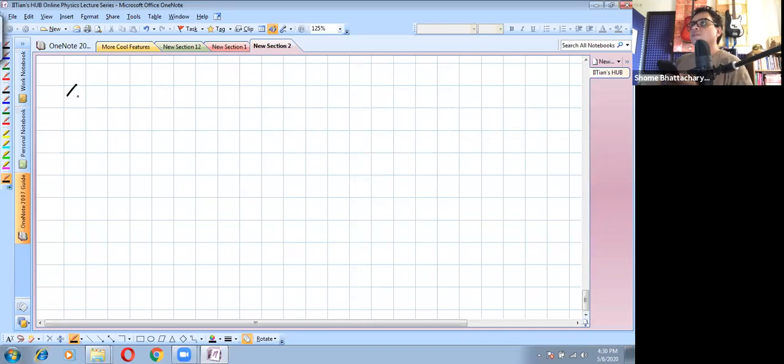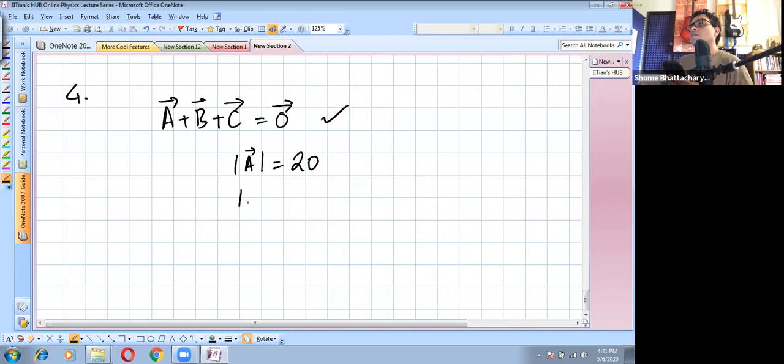Okay, now let's come to the fourth question. Now this is the first one where there is an unusual kind of application. It's not a formula, it is the inequality. A plus B plus C, the sum of these three, is given to us as a null vector. This is given in the question. And magnitudes of A and B are given. Magnitude of the vector A is 20. Magnitude of the vector B is 15.